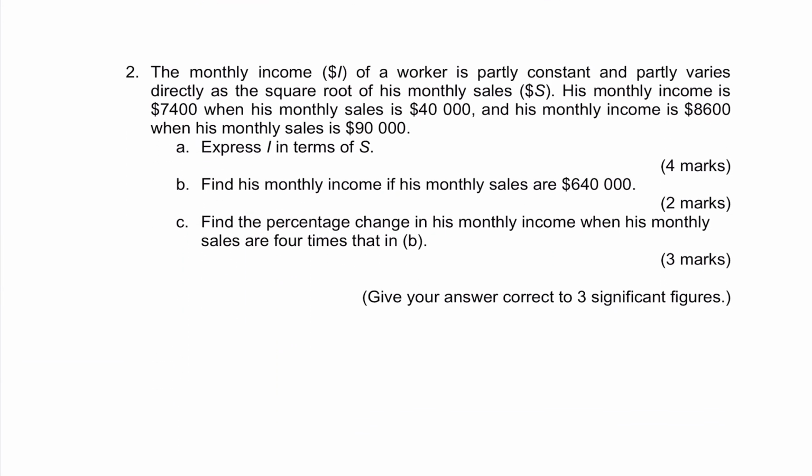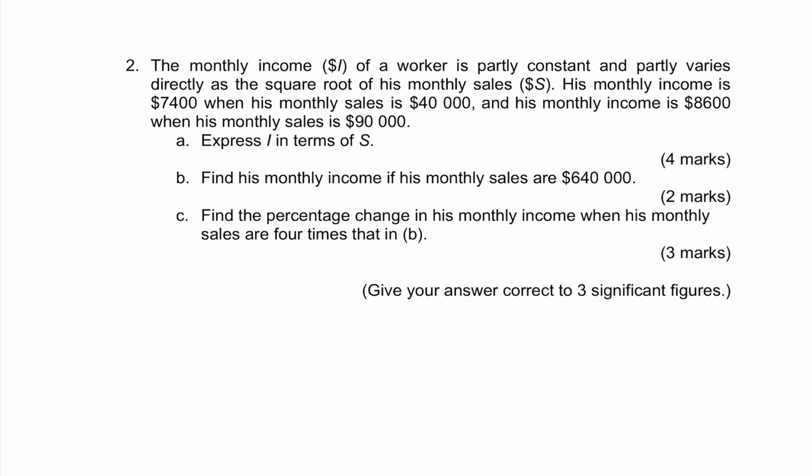Next, here, so you have the monthly income I. It's partly constant and partly varies as directly as the square root of s. Let's translate that. I partly constant, so the first part is k1, and the second part directly as the square root of s. So that's your equation. You will get 1 mark by just writing the equation, of course.